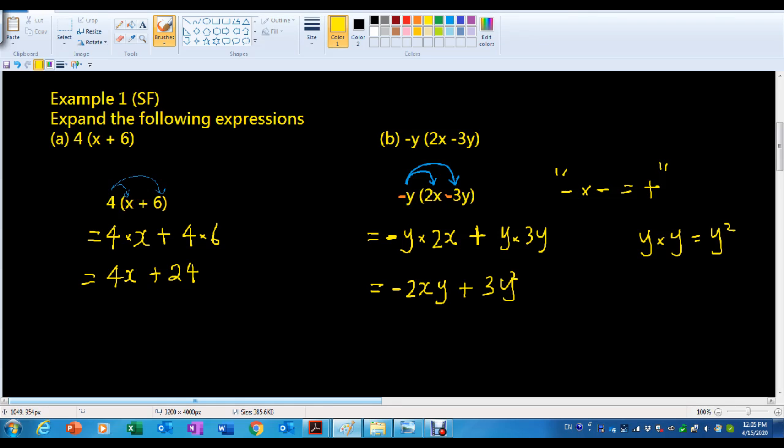So you need to rewrite that as y squared. Okay, so then that's it.